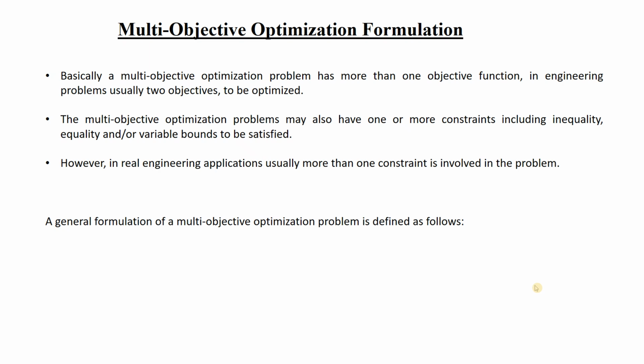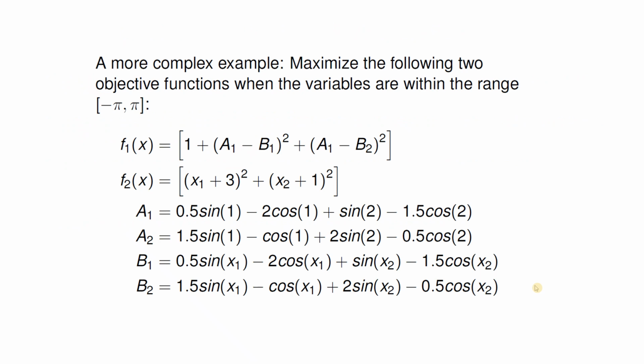So the general formulation of a multi-objective optimization problem is defined as follows. Suppose you take this problem. This is a mathematical problem where you have to maximize the following two objective functions. Objective functions are basically of two types: one is maximizing, one is minimizing. Maximizing means you have to find the maximum result.